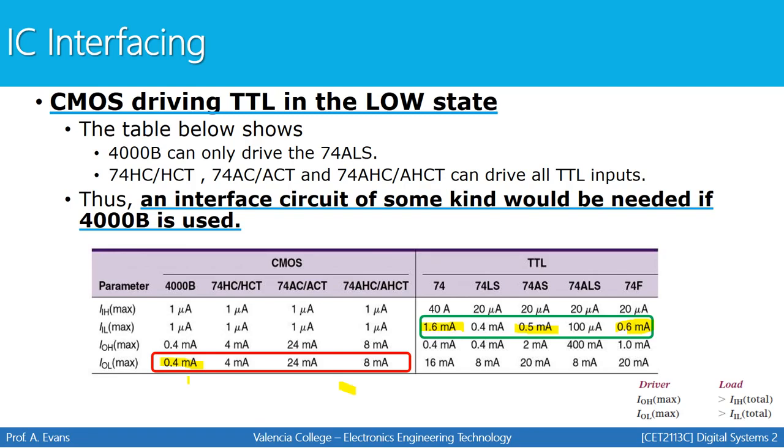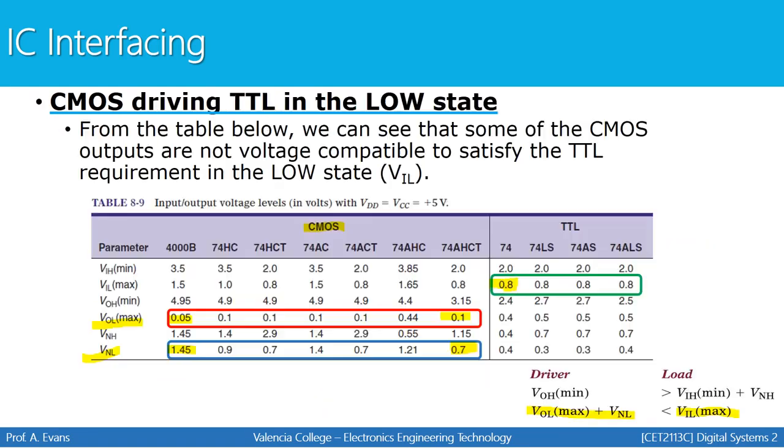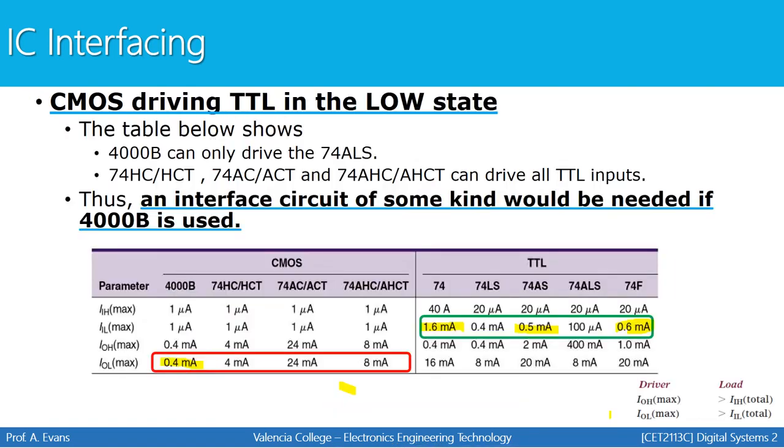So as we think about who's driving what and what state we're in, we're going to consider whether the driver and the load are voltage compatible and current compatible based on this concept here as well as this concept here. And this is how we're going to determine whether something needs an interface. If it's not current compatible, or if it's not voltage compatible, an interface would be required.